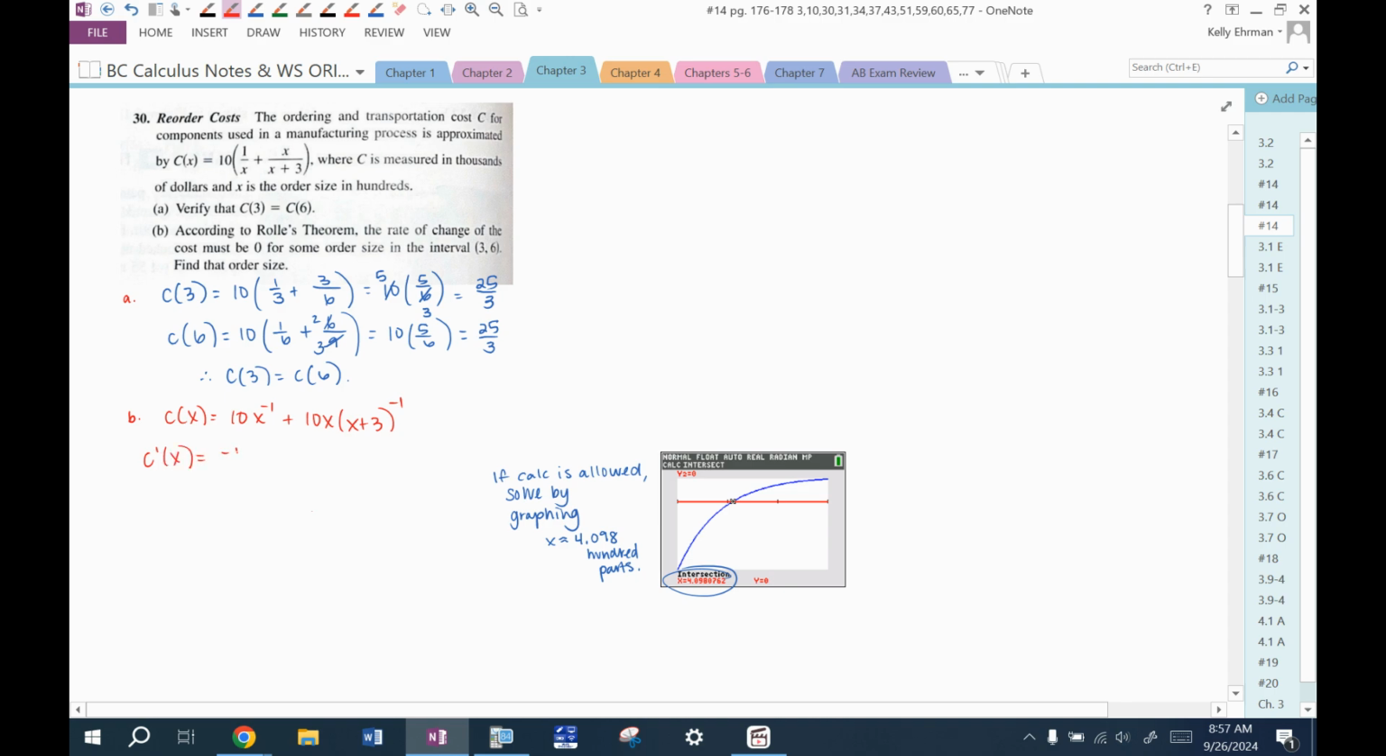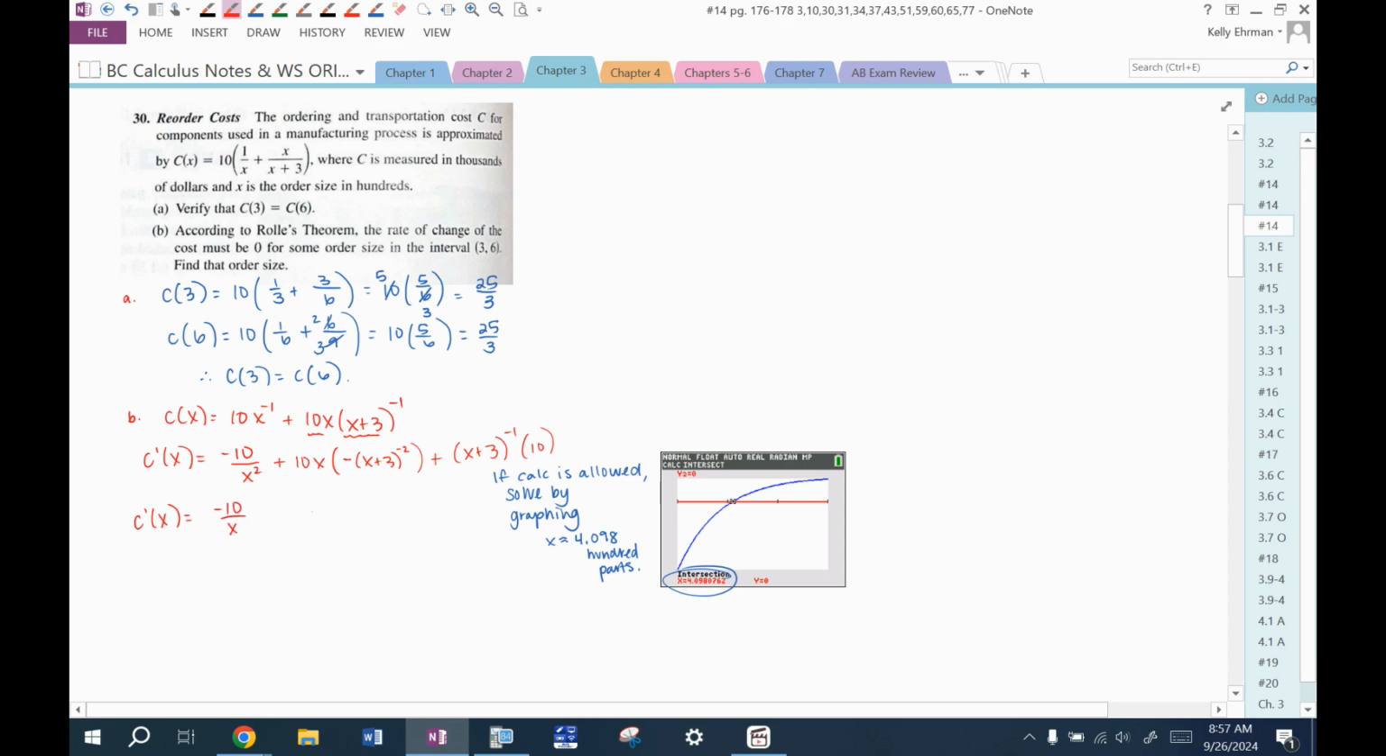So this is going to be negative 10x to the negative 2, or over x squared. This needs a product rule in here. So plus first times derivative of the second, negative x plus 3 to the negative 2, plus second times derivative of the first. And I'm going to clean that up a bit.